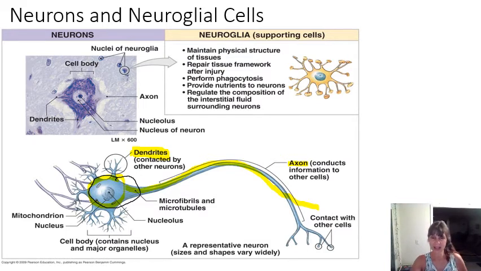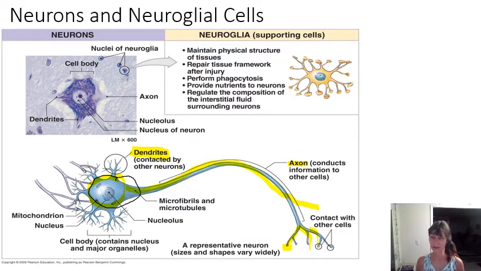At the end of the axon, you'll notice that there are little branches, and there are little bulbs at the ends also. We'll discuss those in greater detail when we get into the nervous system. So the neurons are the main cells in nervous tissue responsible for receiving and sending information in the form of an electrical impulse.